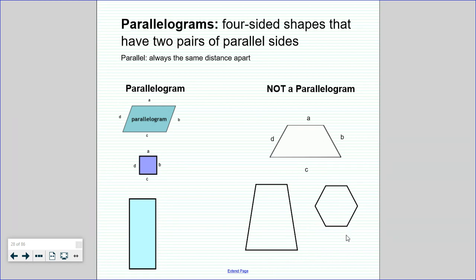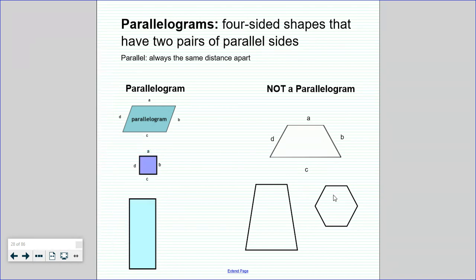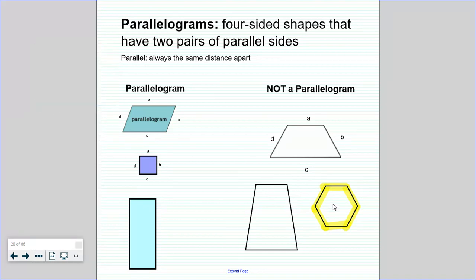Now, how about this one? Let me grab my highlighter real quick. Let me see if I can trick you. So this side is parallel to this side. And this side is parallel to this side. And this side is parallel to this side. This one actually has three pairs of parallel sides. So, is this a parallelogram? Nope, it is not, because this shape has six sides. Parallelograms have to have four sides.